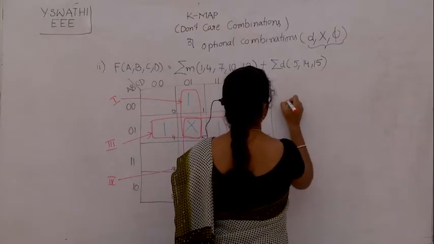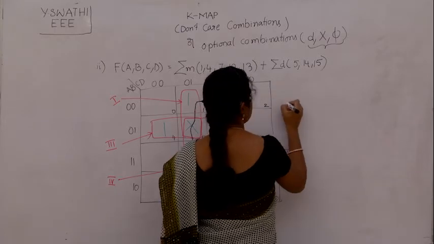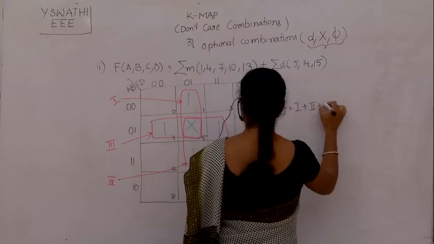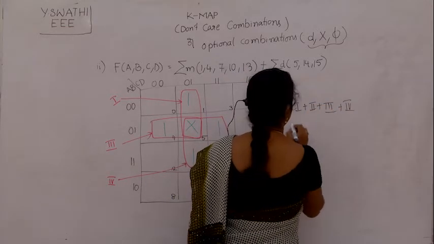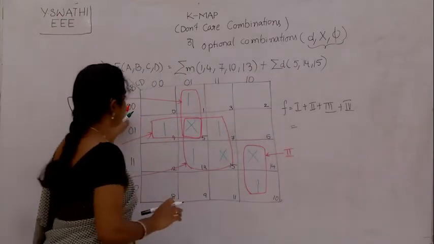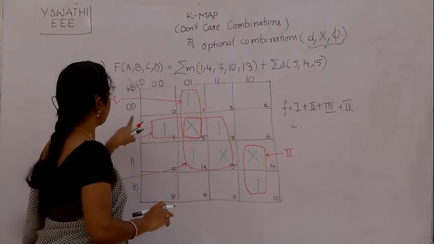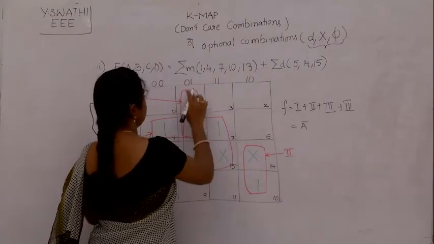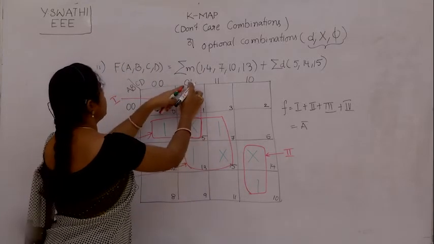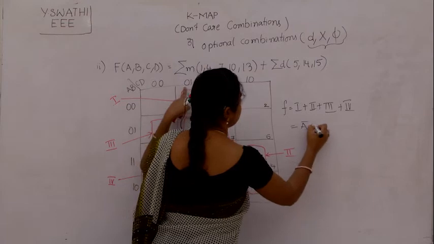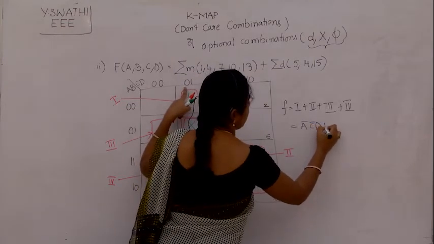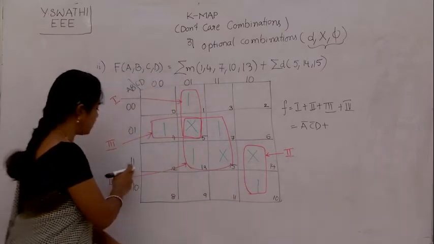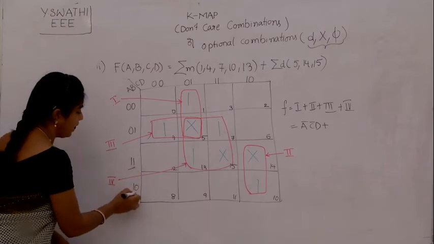So if I write down the minimized function expression, f is the summation of the 1st, 2nd, 3rd and 4th prime implicants. The first prime implicant, here this is the group. In this group, A bar is common, and in the same group, C bar D is also unchanged. Plus in the second prime implicant, if you can see in the AB combination, A is common.